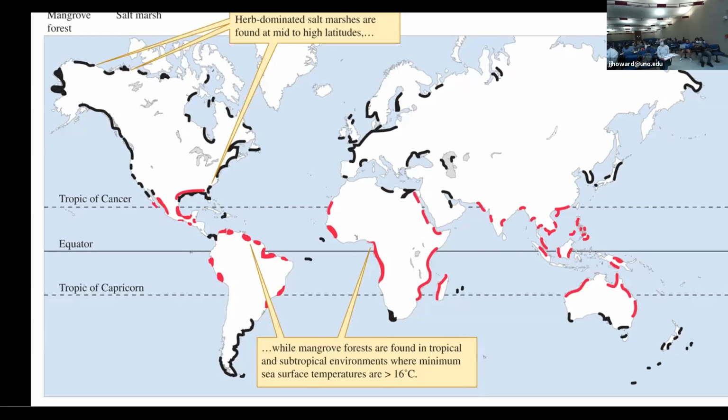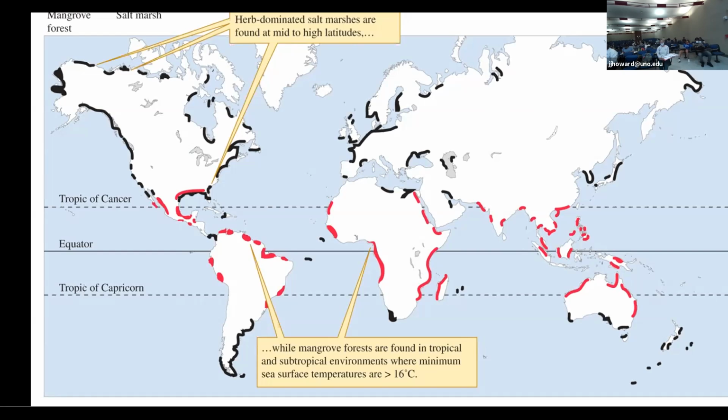Salt marshes are these dark outlines here. And you see that they're predominantly at higher latitudes than about 30 degrees. So from 30 degrees to the poles is where you tend to find salt marshes mostly. Between 30 degrees north and 30 degrees south, salt marshes are often replaced by mangrove swamps. They are occupying the same kind of habitat, just with different temperature ranges.